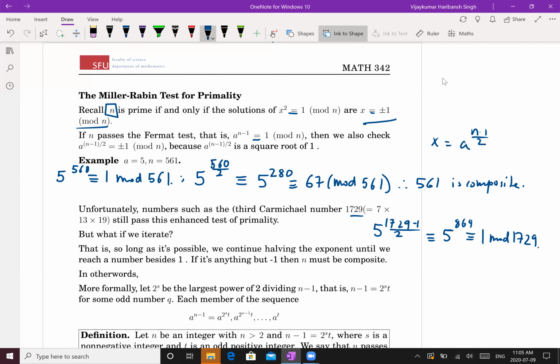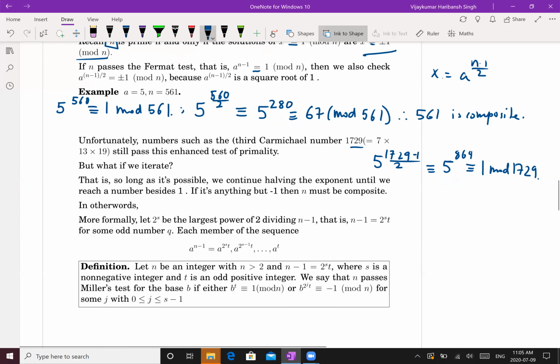So what if we iterate this process? What do I mean by that? What if we continue halving the exponents until we reach a number besides 1? If it is anything but minus 1, then n must be composite, right?